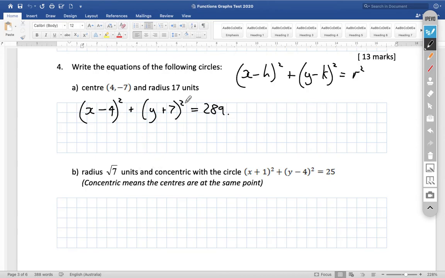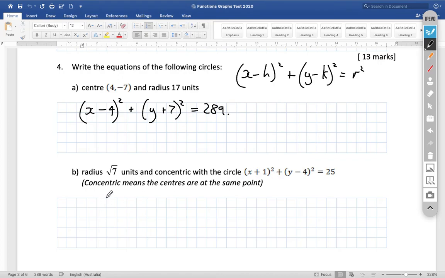Write the equation of a circle which has a radius of square root 7 units, and the circle is concentric with this other circle here. Concentric, they do tell you, same center. So, for example, like a target, like a bullseye, playing darts. Oh, my pen just stuffed up there. Right, so small circle, big circle, same center, concentric.